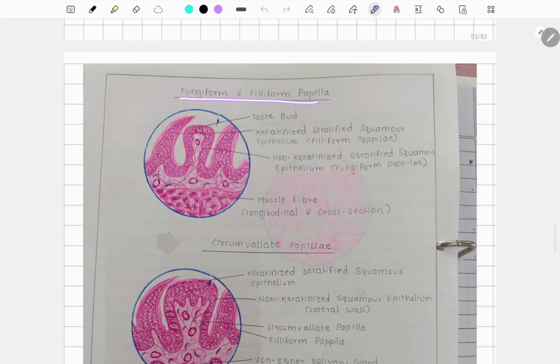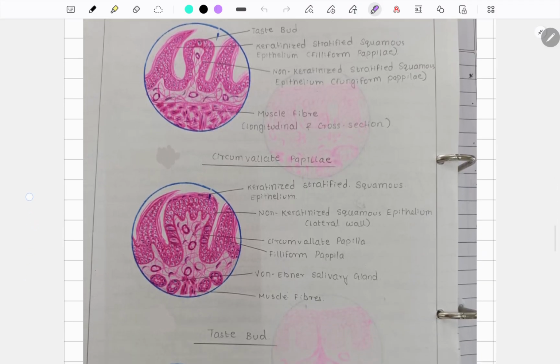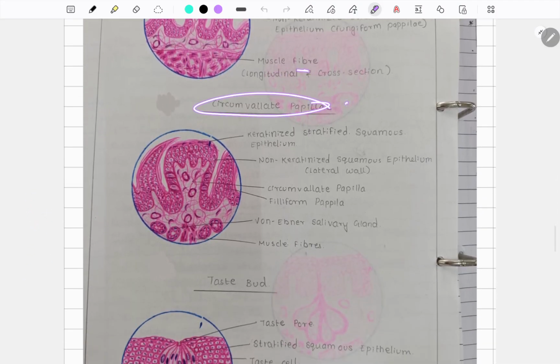Next is fungiform and filiform papillae. The filiform papillae will be keratinized stratified squamous epithelium, whereas the fungiform papillae will be non-keratinized stratified squamous epithelium. As you can see, there is no keratin layer present in this, and there is a keratin layer present in this. So this is keratinized and this is non-keratinized, and you can see the presence of a taste bud also in the fungiform papilla, and beneath you can see muscle fibers which are longitudinally and cross-sectionally cut, that is, haphazardly cut muscle fibers.